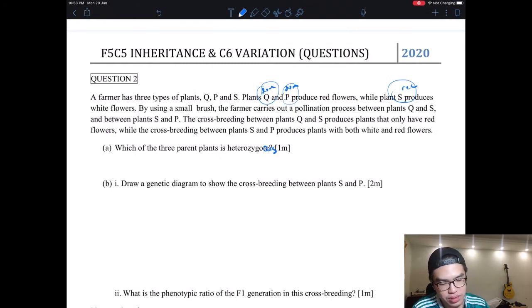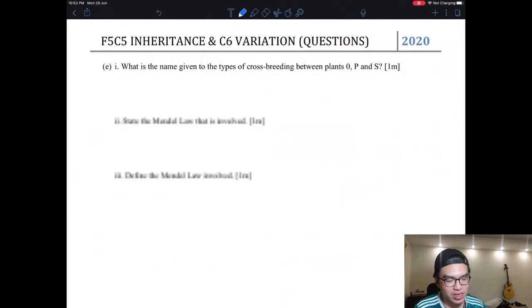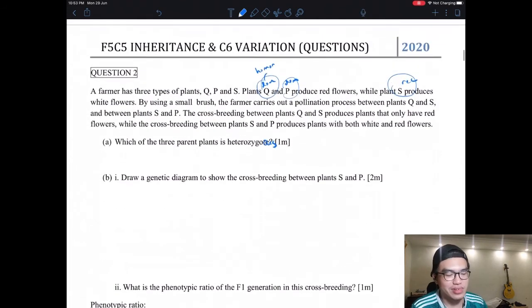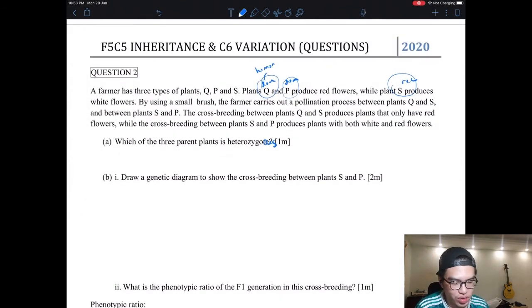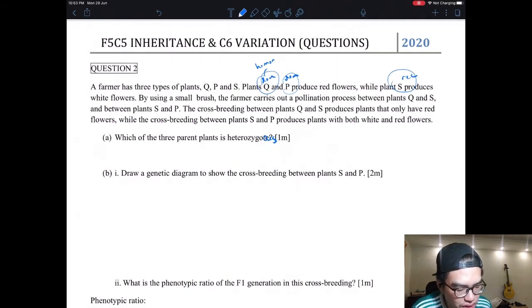So I know that Q is homozygous dominant, because Q is very dominant. All big letters, I hope you understand what I'm trying to say here. The gene of Q is RR. S is small r. So the offspring will be all like this. All the offspring will be red flowers. That's what they are trying to say.